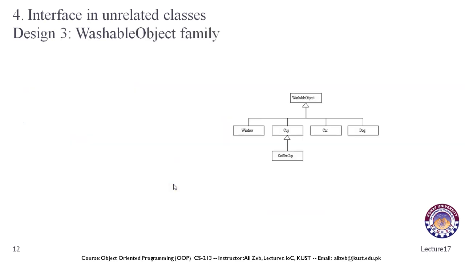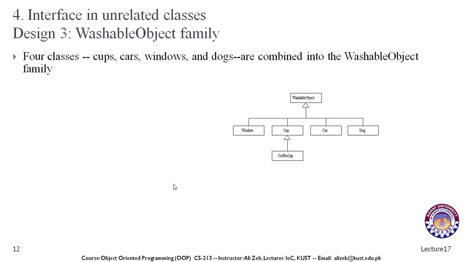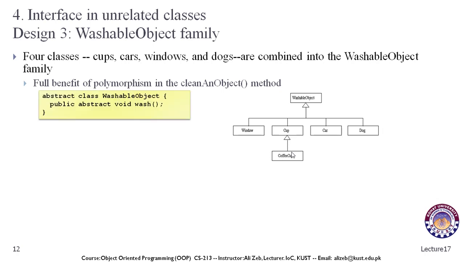Instead, we can use any object oriented technology. For example, in the third case, what we can do is we have four classes: cups, cars, windows, and dogs are combined into the washable object family. So we have a superclass washable object, and all of these are now subclasses of the washable object. Although it does not make sense, since we can use polymorphism over here, let's see what should happen. Now, the full benefit of polymorphism in the clean object method.